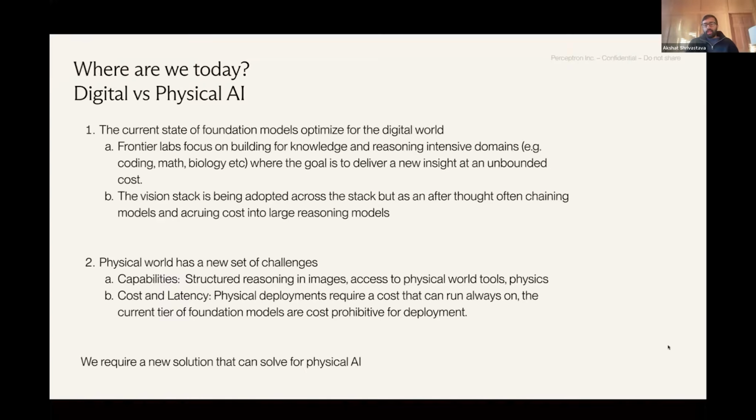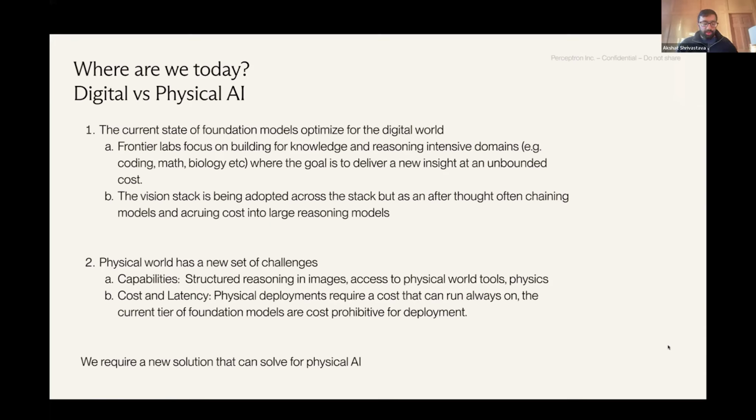Okay, so where are we today? I think the important premise is why a problem like this is important. The distinction to make here is across where foundation models stand today and where they are helpful. The split that we've identified is that there are essentially two domains of AI being applied across the industry: digital and physical AI. The current state of foundation models is essentially optimized for the digital world.